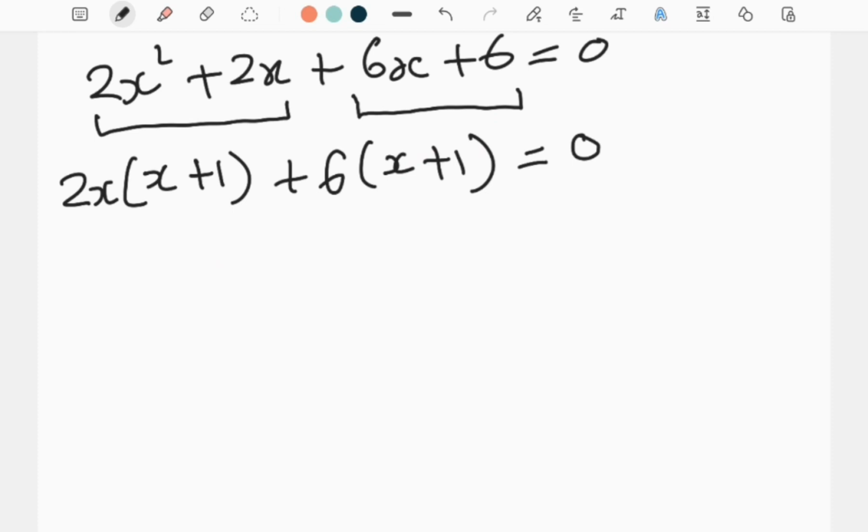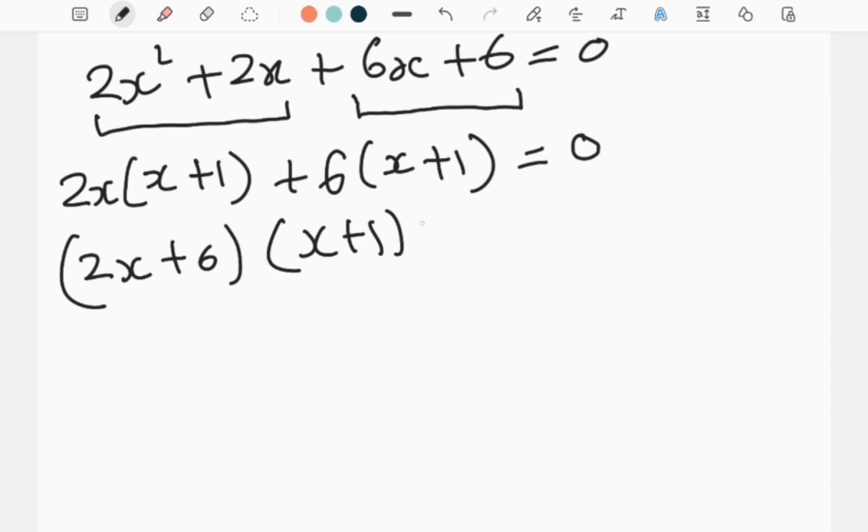So we will collect the terms that are outside the brackets in one bracket, and the terms that are inside the brackets in another bracket. So we'll have 2x plus 6 close bracket, and just the repeating bracket, x plus 1 equals 0.